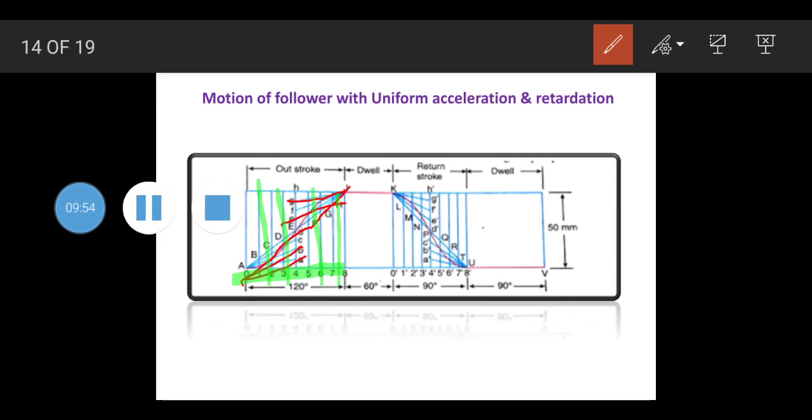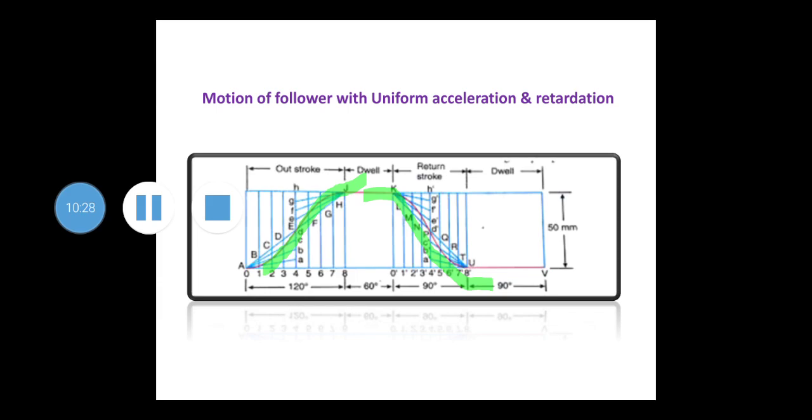Once we complete this part, whatever intersect points we get from the horizontal and vertical lines, those points we will mark. So here these are the points which we have marked, that is A, B, C, D, E, F, G, H and J. We will join all these points to get a curvature like this. The same procedure we have to follow for the return stroke, and here also we will get this part. So this is all about the displacement diagram for the motion of the follower with uniform acceleration and retardation.